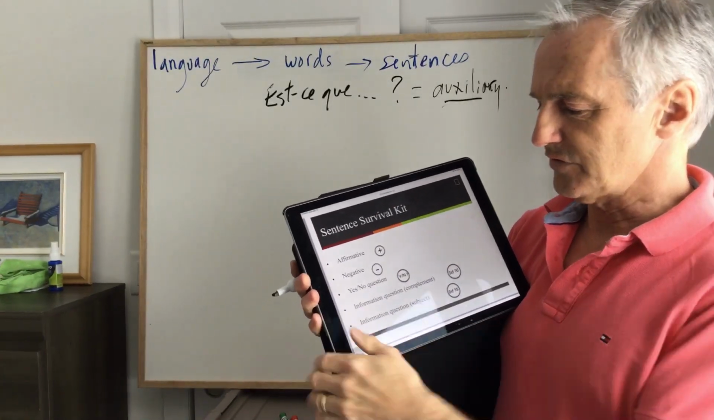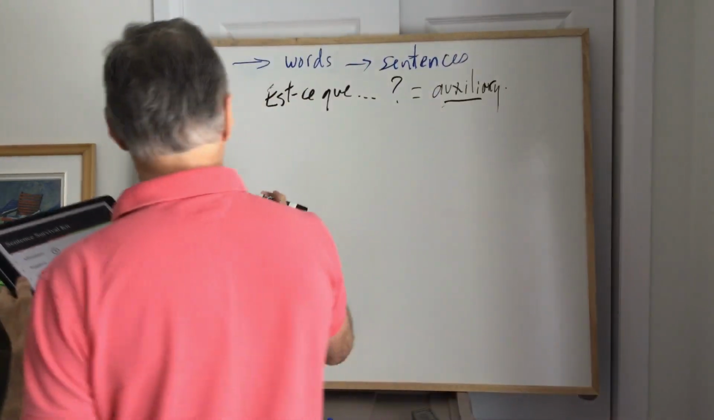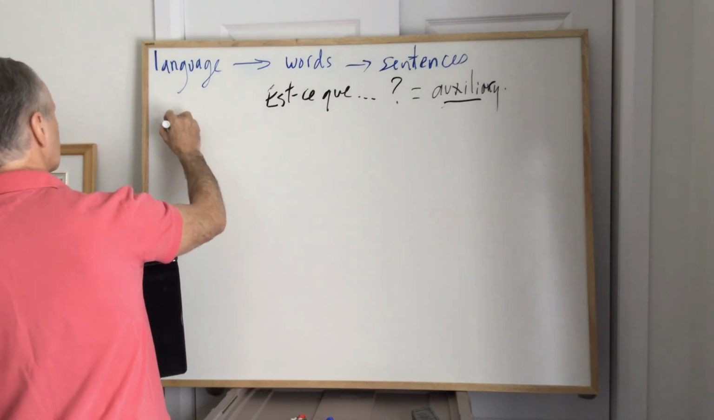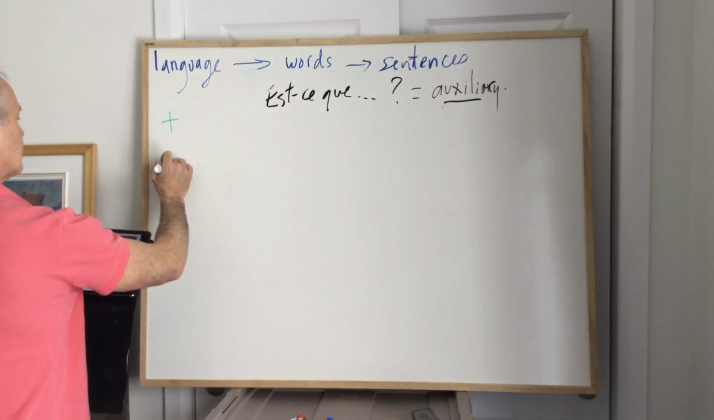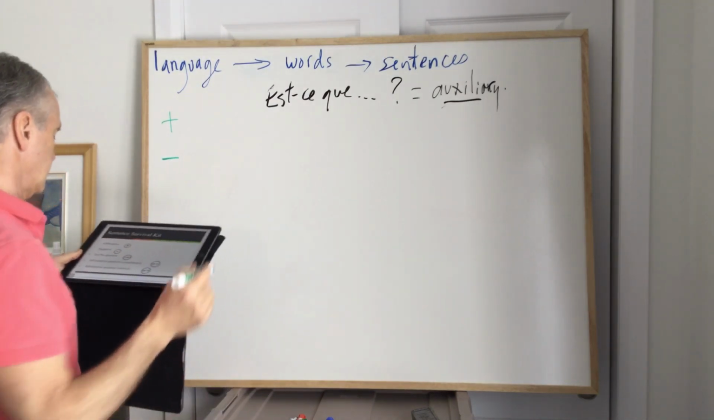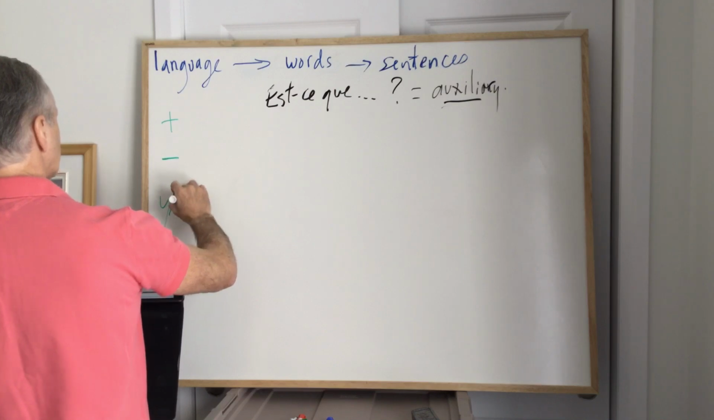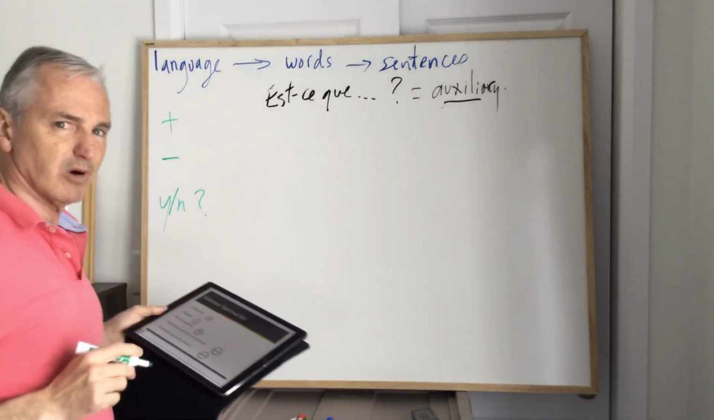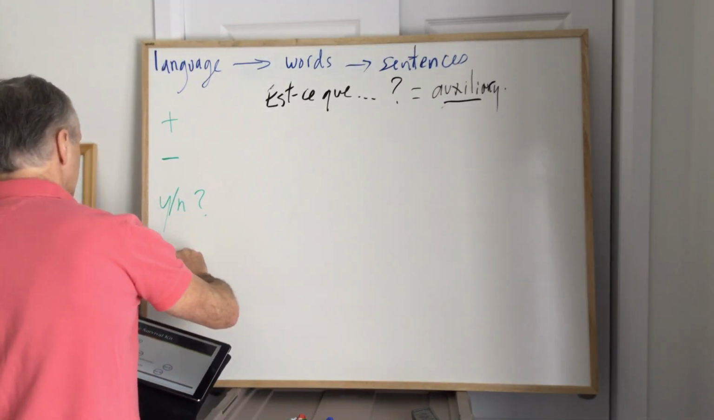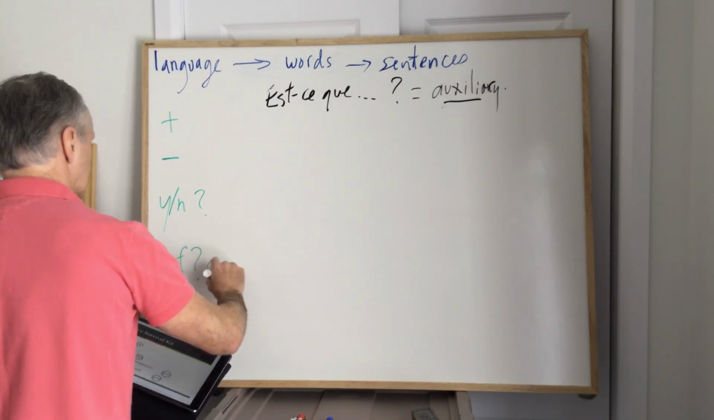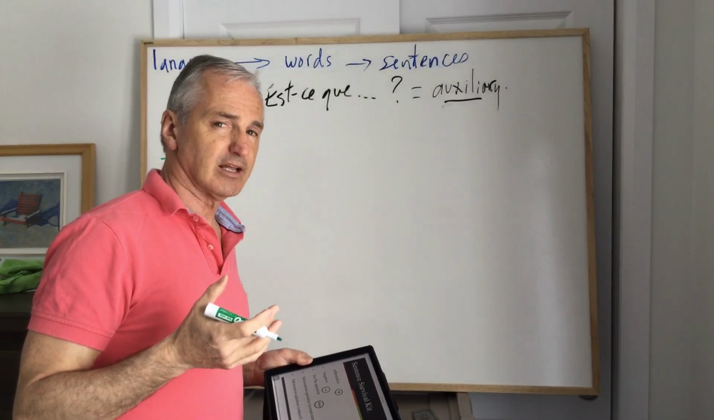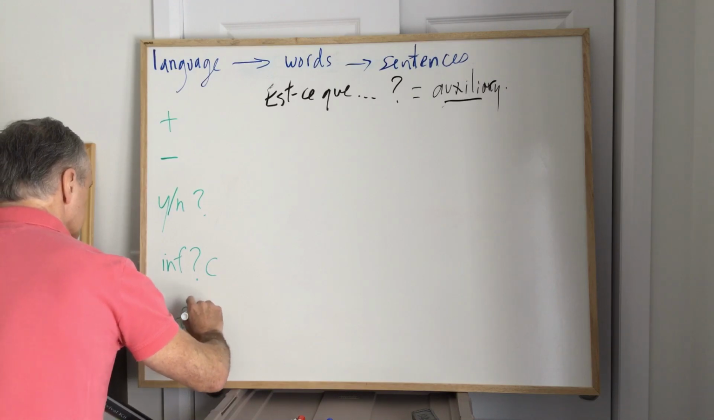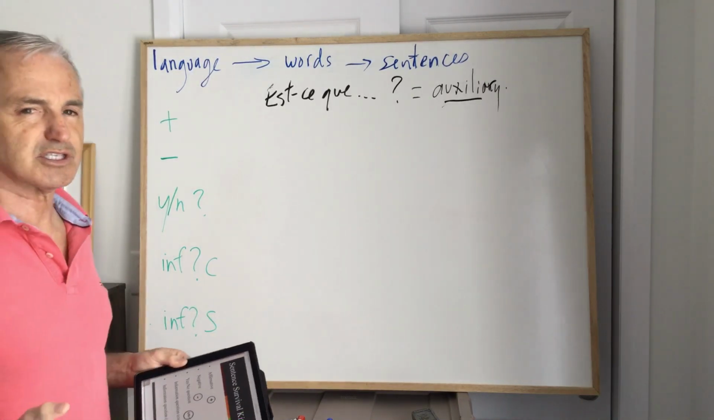Now, for the symbols, I'm going to use the plus sign for an affirmative sentence. I'll use a negative sign for a negative sentence, of course. When we ask questions, there are 2 types of questions. There's a yes, no question. The answer is yes or the answer is no. I'm going to use this symbol, YN question mark. There's an information question where the answer is the complement. And I'll show you in a moment an example of that. And one that we often forget, there's an information question where the answer is the subject.